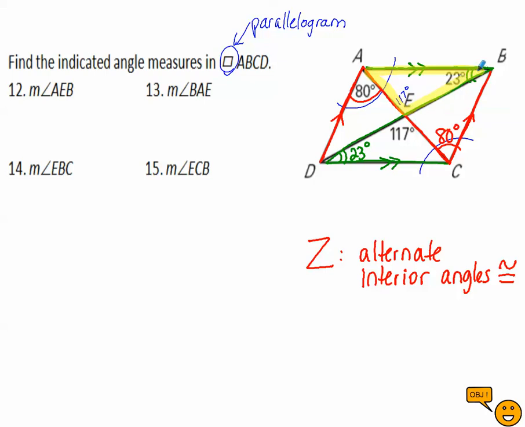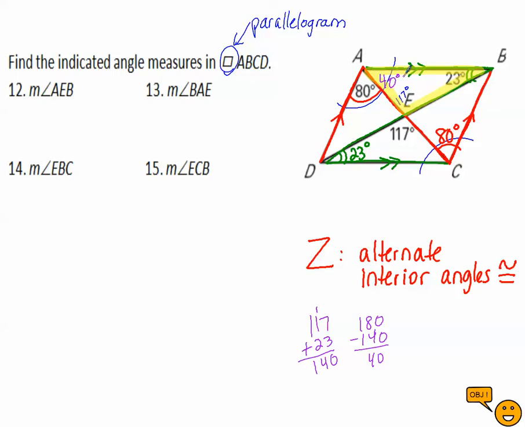those three angles add up to 180 degrees. So 117 plus 23, the two angles of that highlighted triangle, together makes 140. 180 minus 140 gives us 40. So this missing angle right here is 40 degrees, because remember they have to add up to 180 degrees.